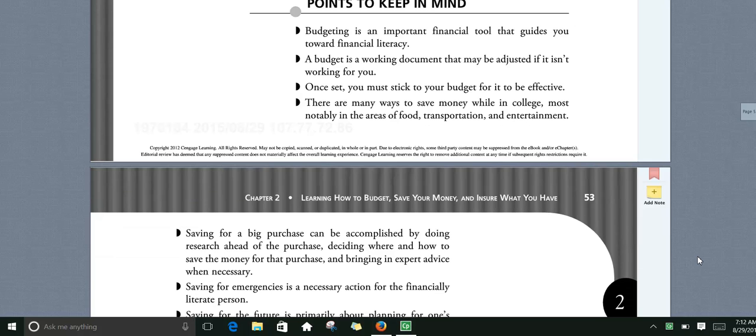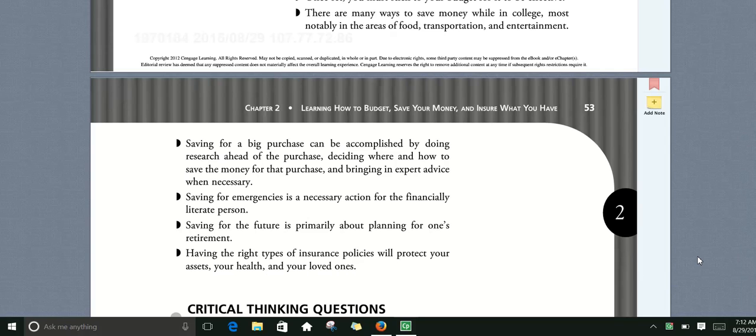The chapter tells you about many ways that you can save money even while you're in college. It gives you ideas on saving for a big purchase and about doing your research before you make a purchase. Saving for emergencies is a necessary action. Saving for the future is primarily about planning for one's retirement, and having the right type of insurance policies will protect your assets, your health, and your loved ones.